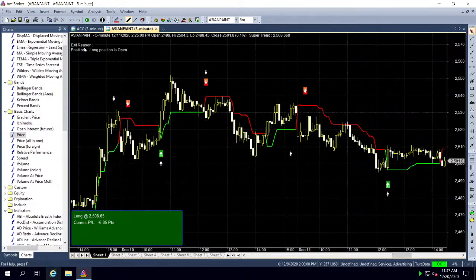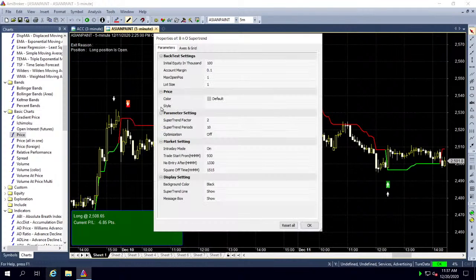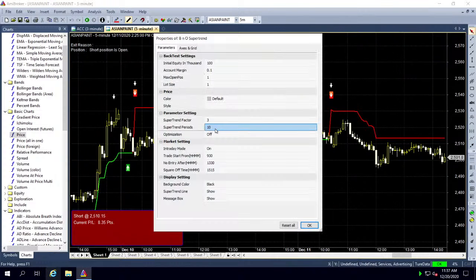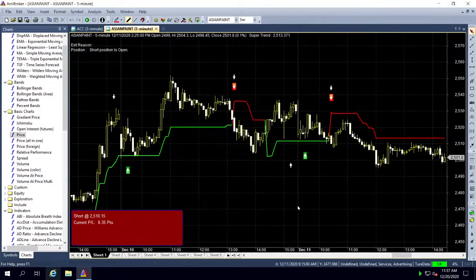For example, if I right click and go to parameters, by default the Supertrend period and factor is 10 and 2. Some people also prefer 10 and 3. If I change it to 10 and 3, you will see the Supertrend line has slightly changed. Similarly, some people like 7 and 3. If I make it 7 and 3, the Supertrend line would still slightly change. So different permutations and combinations would give me different Supertrend outputs. A few outputs are profitable, a few are not profitable.